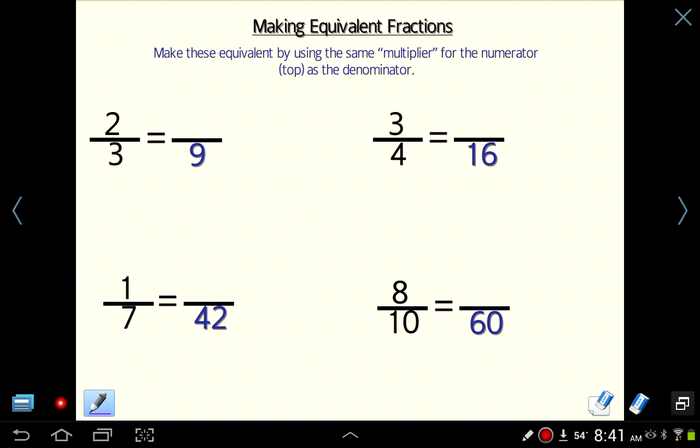Equivalent fractions here. Why don't you go ahead and pause the video, try these out on your own, figure out what the missing number is, the missing value in each numerator, and then check your answer in a little bit.